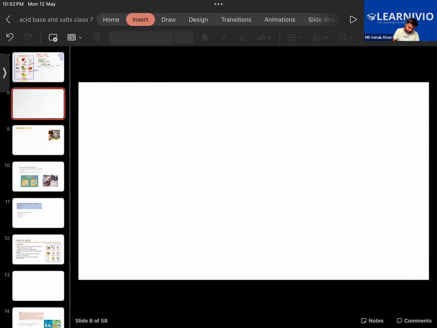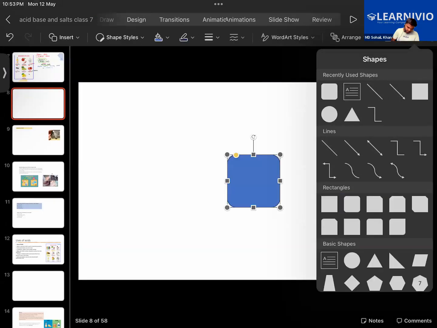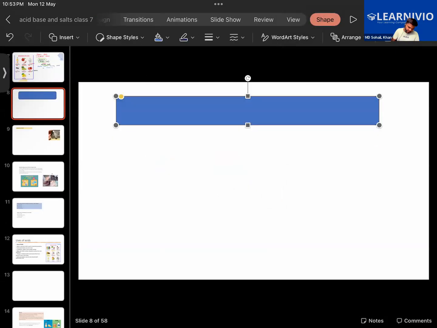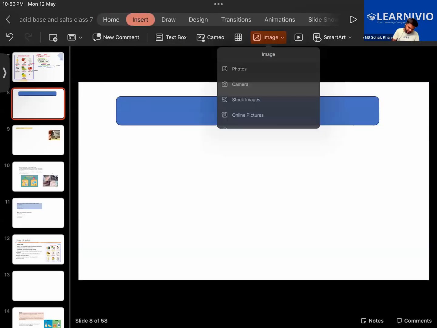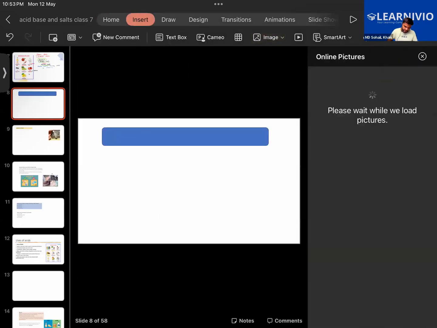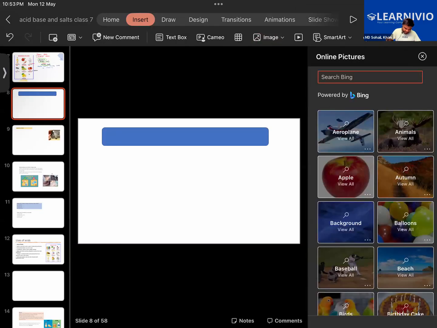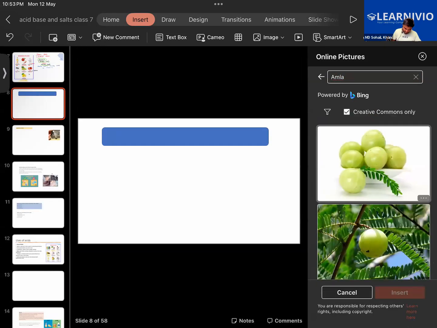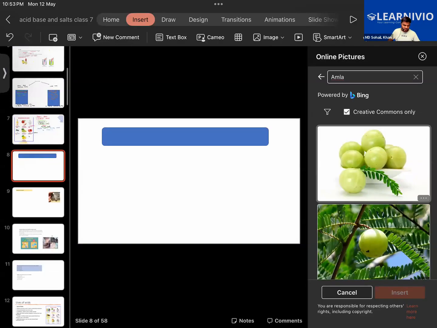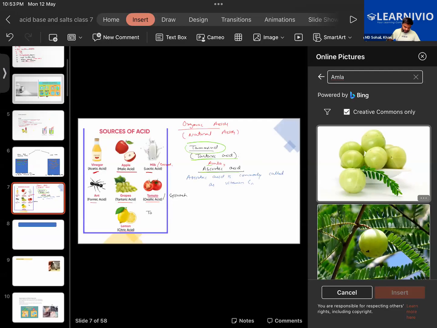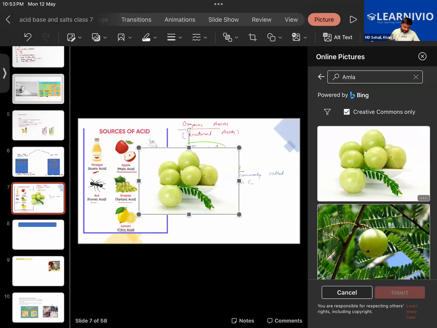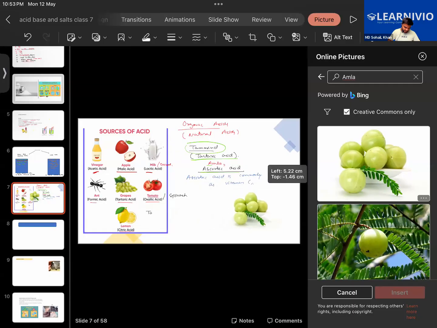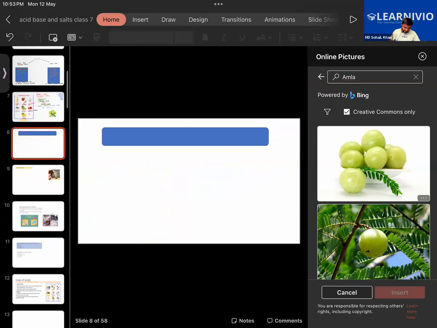Sir, you told you will show amla. Yeah, I told you. Let me show an image of that. I forgot what we call that in English. Yeah, this is the one I was talking about. See, this contains ascorbic acid. Have you seen this or have you eaten this? I did not see it and I did not eat it either.